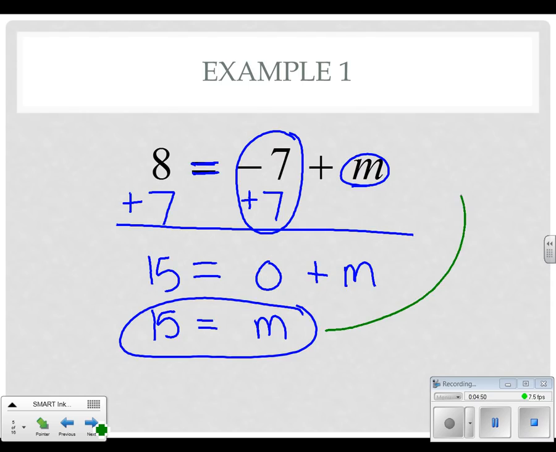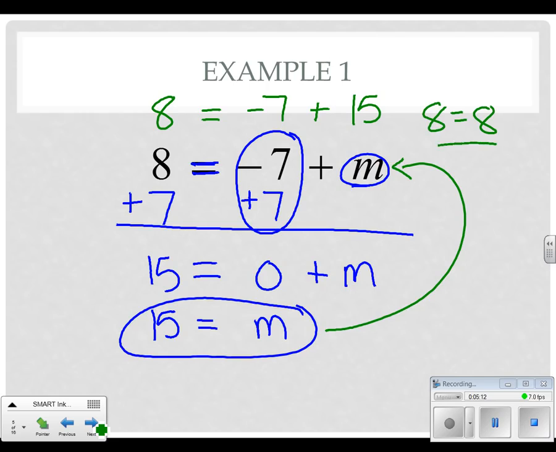We can go up in algebra and check our work. So let's take that original equation, 8 equals negative 7 plus, and we're going to replace the m with 15. And what we see here is that we have 8 equals negative 7 plus 15, which is true, because negative 7 plus 15 is 8. It's the same on both sides. So that means this is the correct answer.